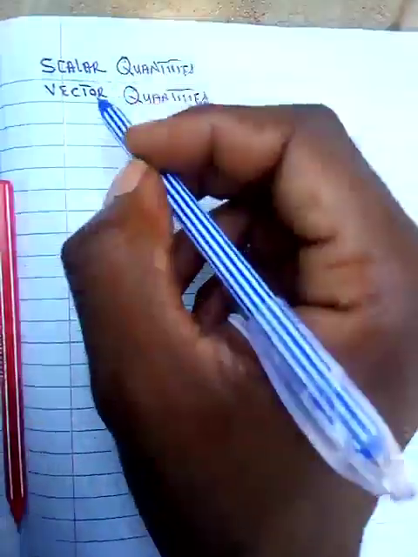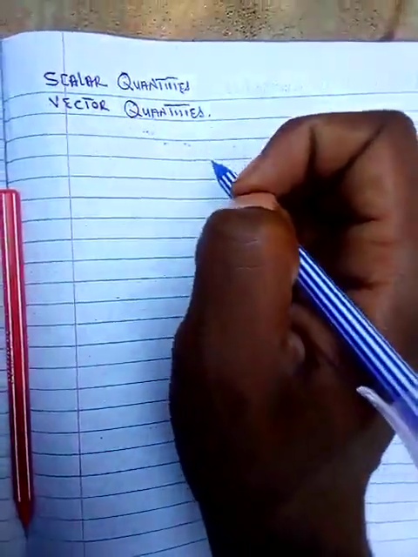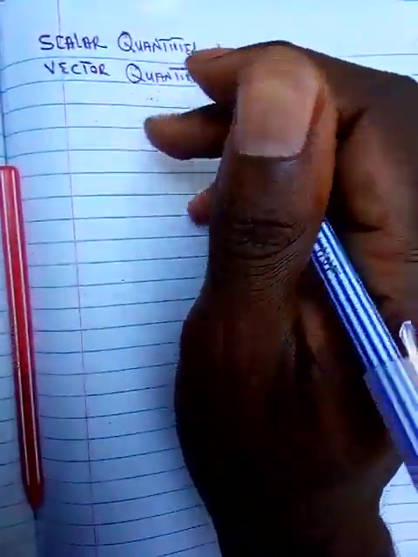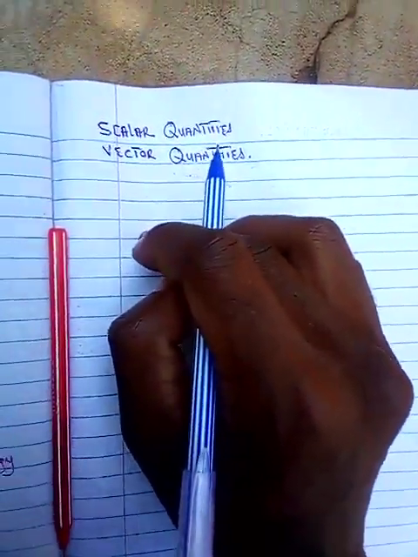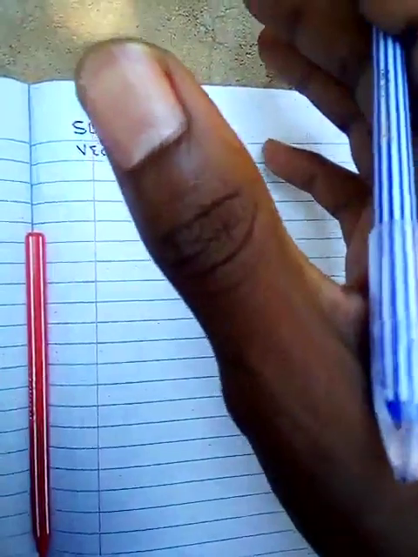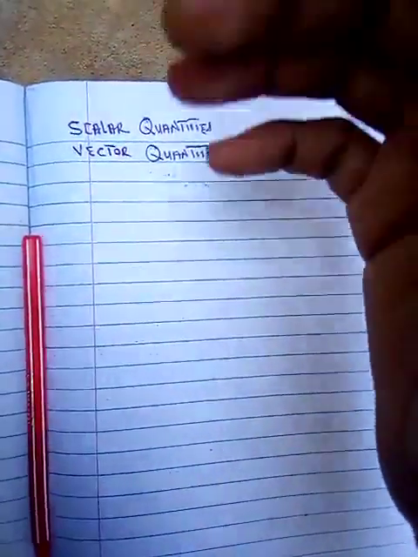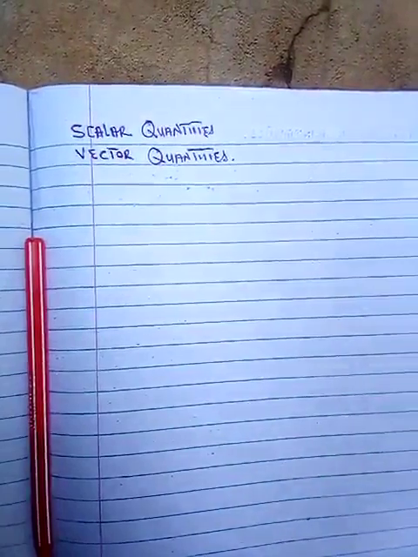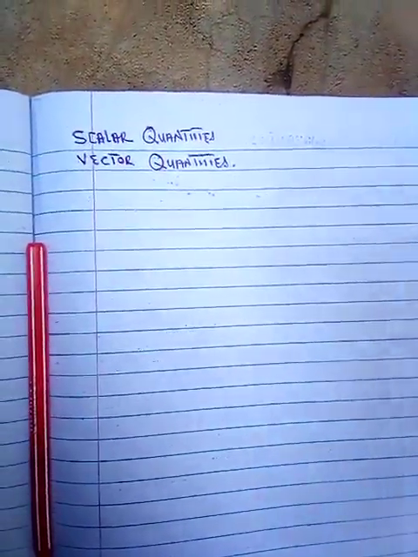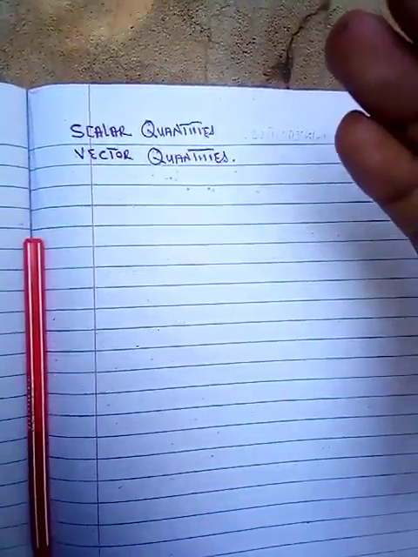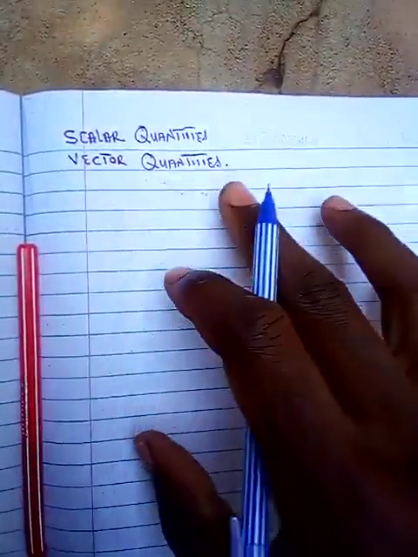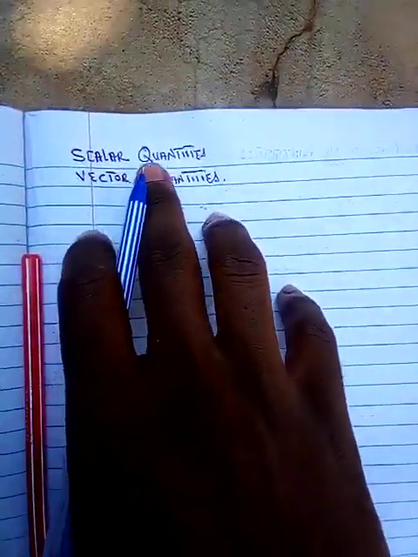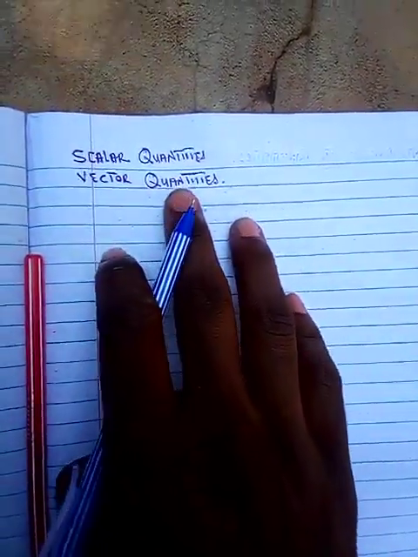In this video we are going to be talking about scalar quantities and vector quantities. Let us try by all means to give ourselves an understanding concerning what these things are. So basically, physical quantities can be classified in two ways. The first way, they can be classified as either basic quantities or derived quantities. The other way in which they might be classified is in being either scalar quantities or vector quantities.